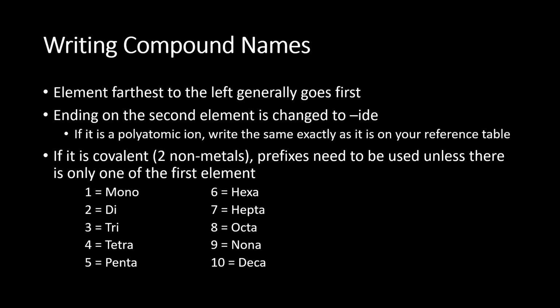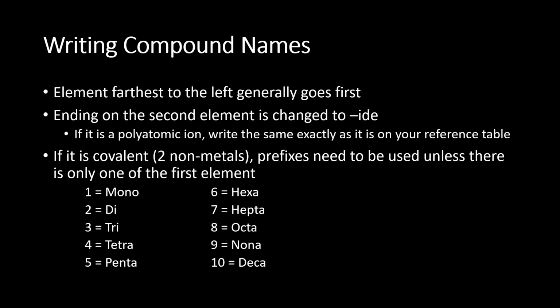So the first thing when we write compound names, typically the element that is furthest to the left goes first. There are some exceptions to this with hydrogen, but generally speaking, the element that is furthest to the left will go first. The ending on the second element will be changed to "ide," so you will drop everything but the first syllable and replace all of the additional syllables with "ide." Now, if you're using a polyatomic ion, you are not going to make any changes to that name. You're just going to write it exactly as it is on the reference table or on your reference guide.